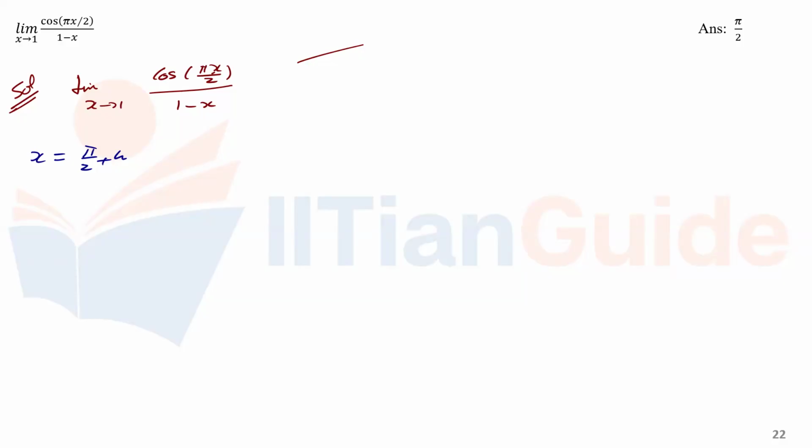Yes, got the answer? No, I have written wrong. X is tending to 1. X is not pi by 2 plus h. X is 1 plus h. We need to put x to be 1 plus h. I had written it wrong. So if I make a mistake, please tell me.